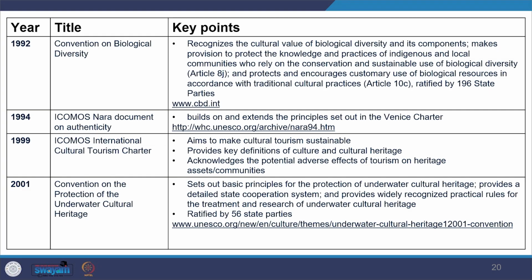In 1994 we see the ICOMOS Nara Document on Authenticity, whose key purpose is to build on and extend the principles set out in the Venice Charter. We are again signatory to that. Then you also find the ICOMOS International Cultural Tourism Charter. The key purpose of this is to engage in cultural tourism for sustainable development. It provides key definitions of culture and cultural heritage, and acknowledges the potential impact of tourism on heritage assets and communities.